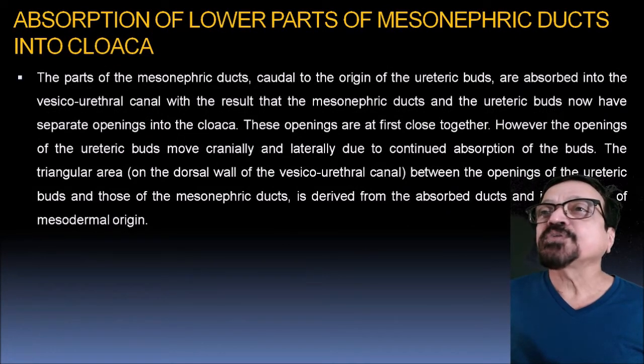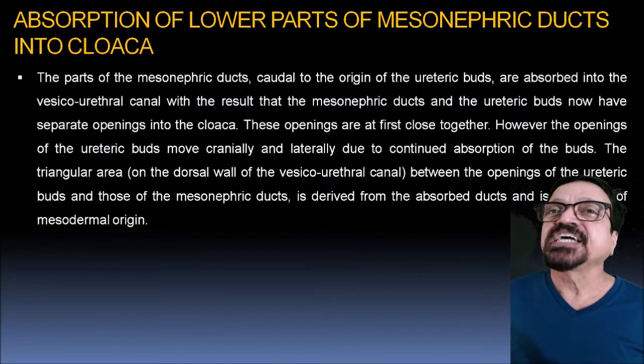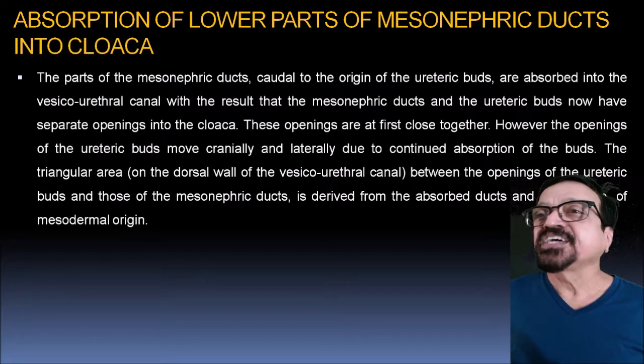Now, absorption of the lower parts of mesonephric ducts into the cloaca. Now, we are in the anomalies of the urinary tract. The part of the mesonephric duct caudal to the origin of the ureteric bud is absorbed into the vesico-ureteral canal. With the result, the mesonephric duct and the ureteric buds now have a separate opening into the cloaca. These openings are at first close together.